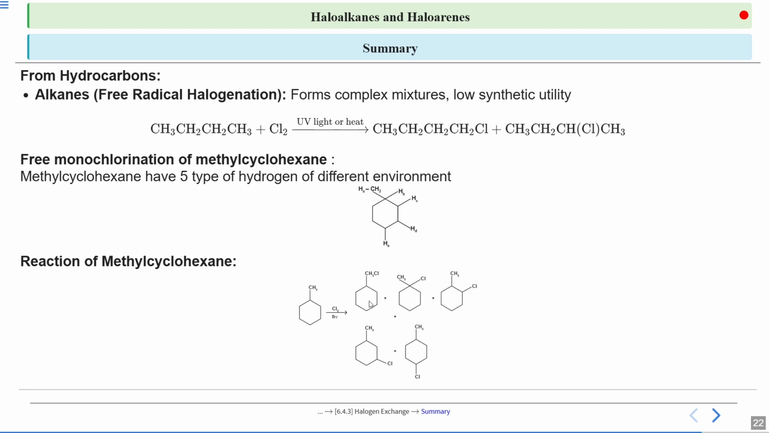The first product is formed after replacing HA with chlorine. The second product we get after replacing HB by chlorine, and the third product after replacing HC by chlorine. The fourth product you get after replacing HD by chlorine, and the fifth product by replacing HE by chlorine. So these are the 5 isomers, or isomeric mixture, you get after the reaction of methylcyclohexane with chlorine in the presence of h nu, that is light.